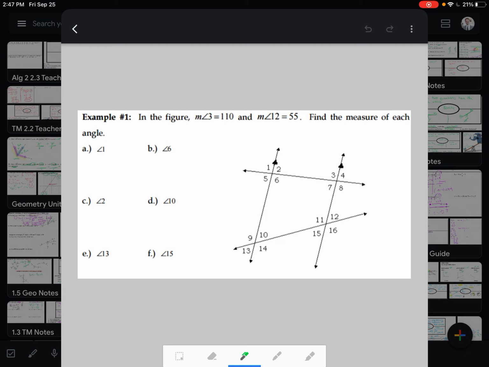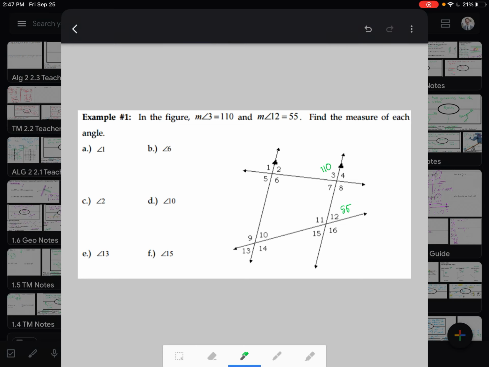We'll go through 1 or 2, and then again, today, not a whole lot of new stuff, just an opportunity to practice. So in the figure, measure of angle 3 equals 110, measure of angle 12 equals 55. The first thing that we actually need to do, before we start solving for 1, 2, 13, 6, any of A through F, is put in what we know from previous lessons. So we know that vertical angles, or angles that are across from each other, are the same. So 3 and 8 are across from each other, they're the same. 12 and 15 are across from each other, they're the same.